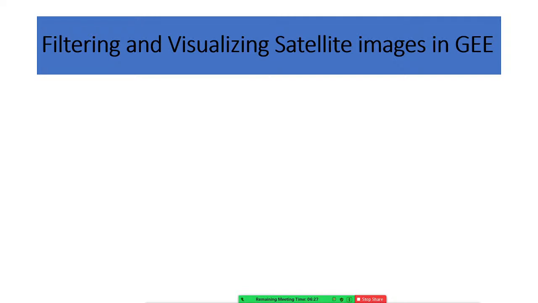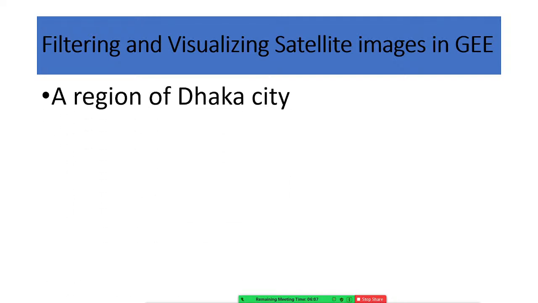First of all, when you filter, what are the factors I want to filter by? Firstly, you want to filter satellite images for a specific region or area. Suppose I need Landsat 8 satellite images for the region of Dhaka city. So this is one factor for filtering. I filter the satellite images for my specific region. I only need the satellite images for Dhaka city.